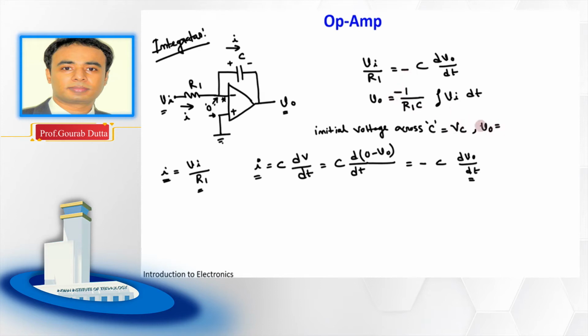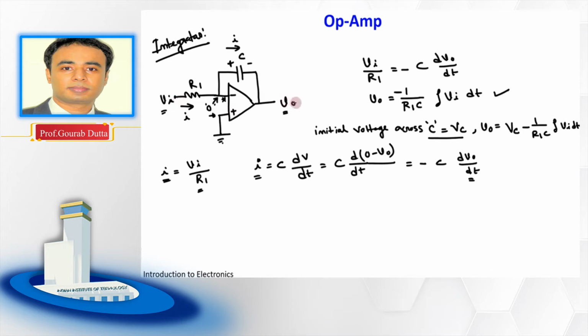So Vout will be equal to this Vc, because we have assumed that the capacitor was charged to Vc, so it is plus and this is minus. So it is Vc minus 1 by R1C integration of this Vi dt, isn't it? This is when the capacitor is initially charged by a voltage Vc. Otherwise, this previous expression would be sufficient to relate the output voltage and the input voltage, right?